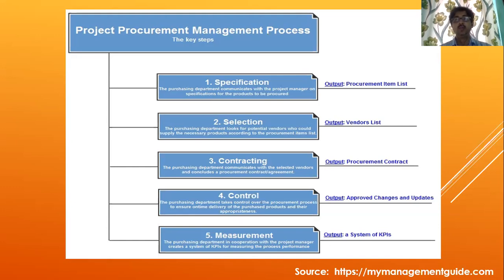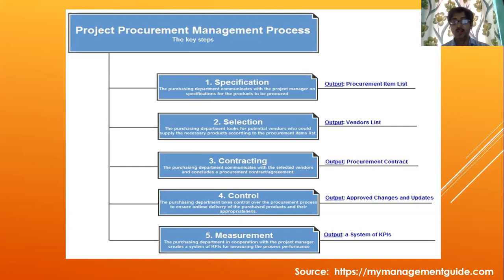And finally, you have to measure. There will be certain performance measurement parameters based on which you have to measure whether the procurement process was up to the mark or not. There are certain standards available for the procurement, and based on that you can understand whether your procurement process was up to the mark or not. If not, you have to identify the gap. So in a nutshell, this is the process of project procurement, which is nicely illustrated through a diagrammatic presentation.